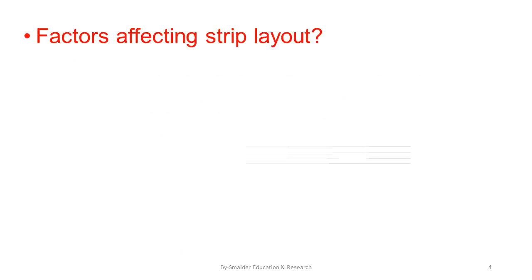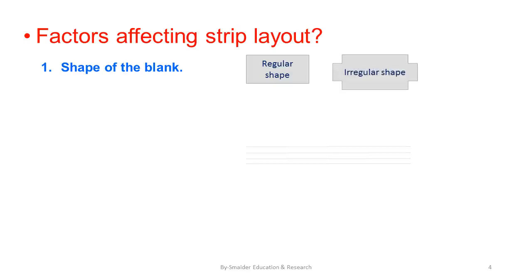Next page we discuss what are the factors affecting strip layout. Number one factor is shape of the blank. What does it mean? If the shape of the blank, shape of a part, is very regular, a circular, rectangular or a square shape, you need not go for a very complex tool making or complex strip layout, or may not need a strip layout at all. You can go for a simple cut off tool.